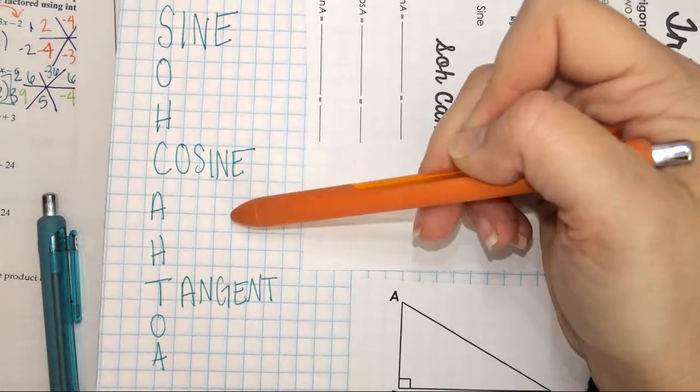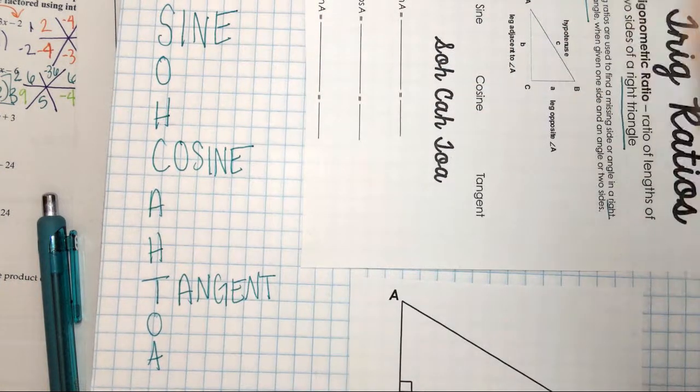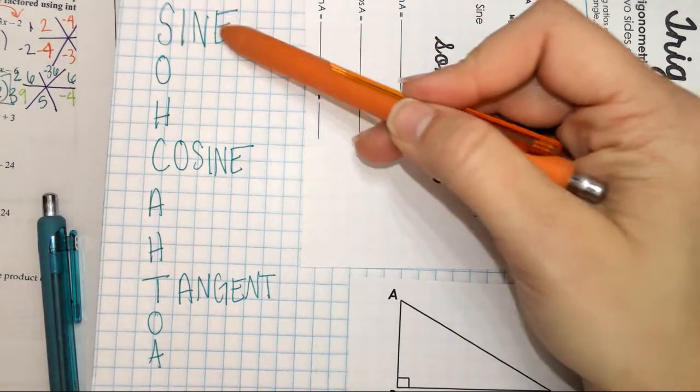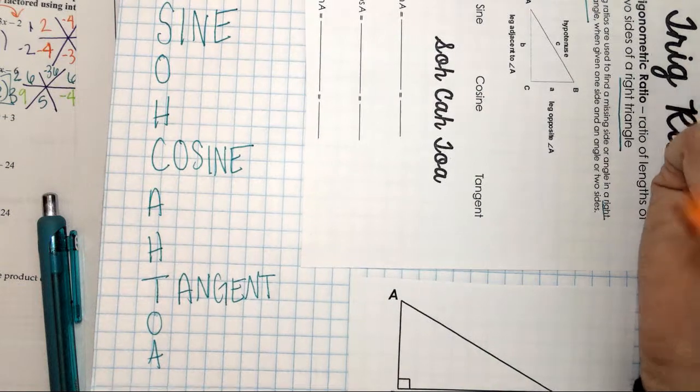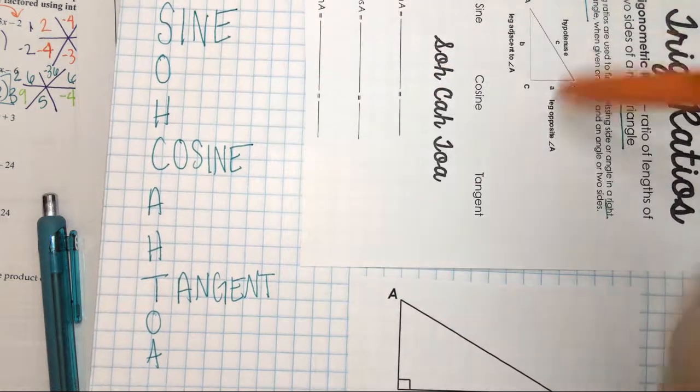Now, each of these letters represents a part of a right triangle. And you use sine, cosine, and tangent on our angles. Now, O stands for the opposite leg.